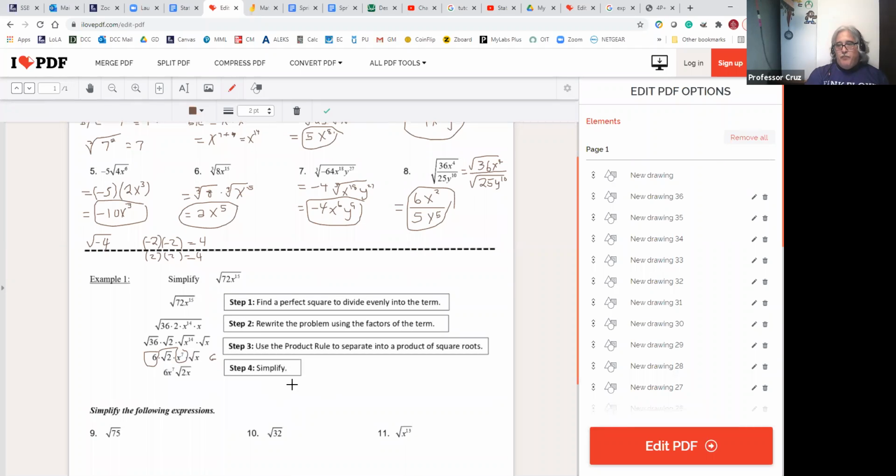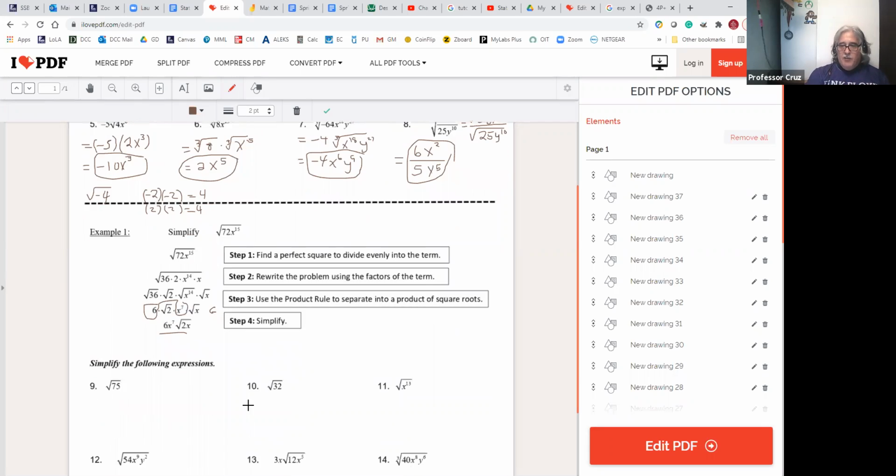So that's the final simplified version of this thing. All perfect squares are taken out. Now, these first couple are just numbers, so it won't be nearly as complicated. It'd be just like working with a 72. And then this one here is just going to be working with variables.